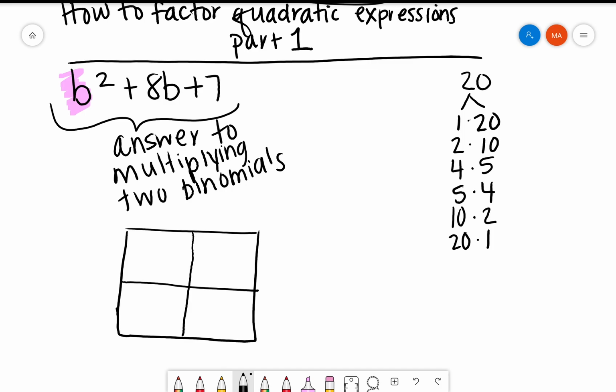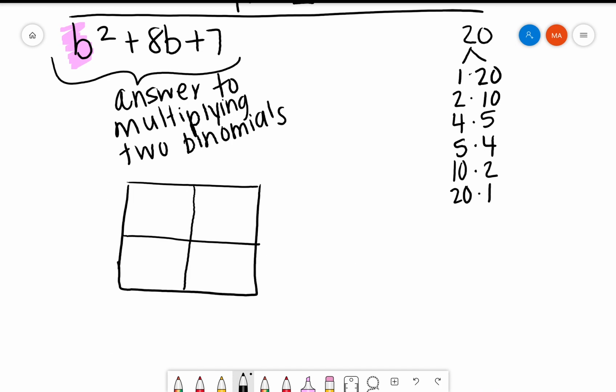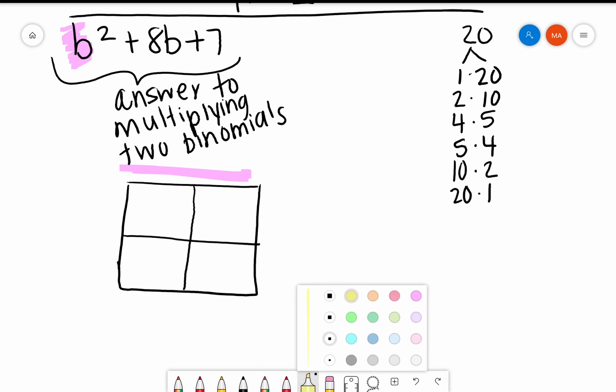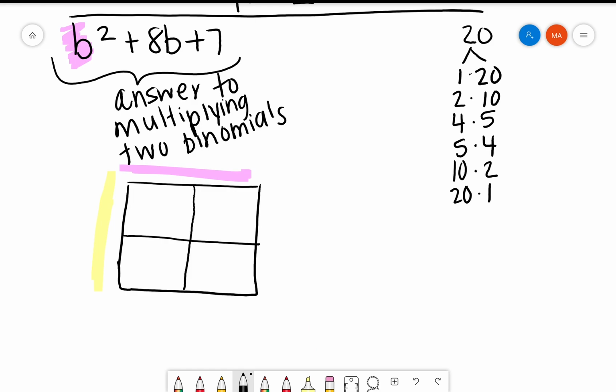So think about now you have the answer and you want to know what it was that you multiplied to be able to find this answer. So now you don't have the measurement of the length and the width. You have the area and you want to find out what it was that you multiplied to get that area. So I don't have something on the outside here and here. I have something on the inside. So what I'm going to do is go ahead and place that.